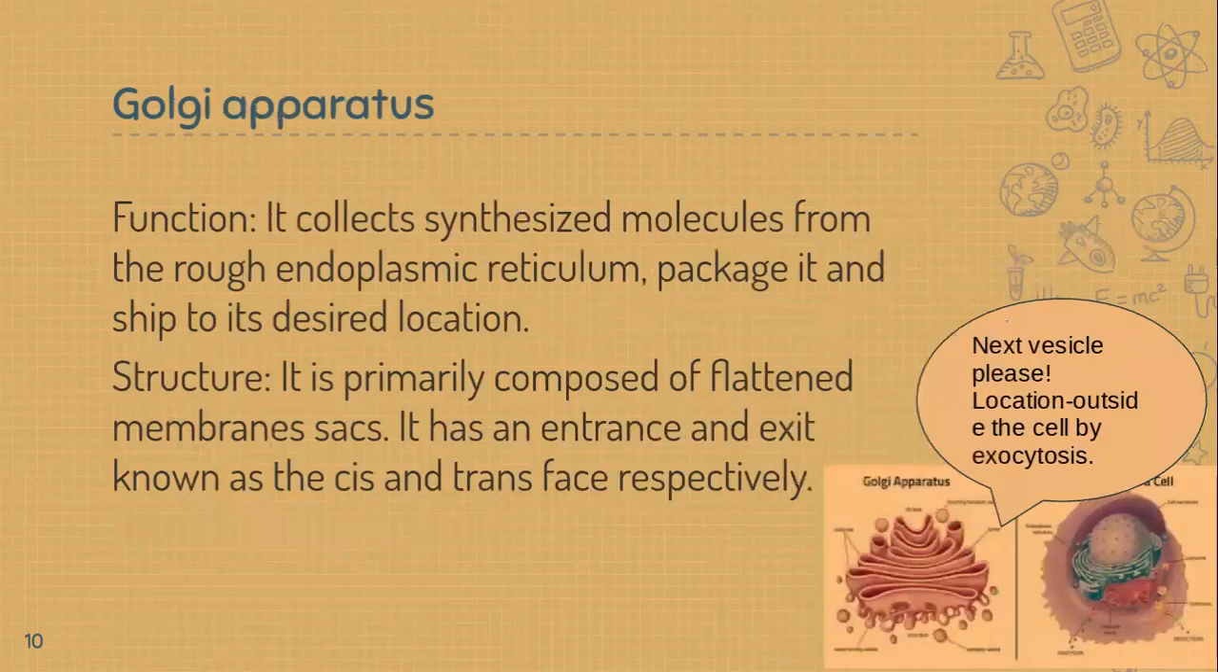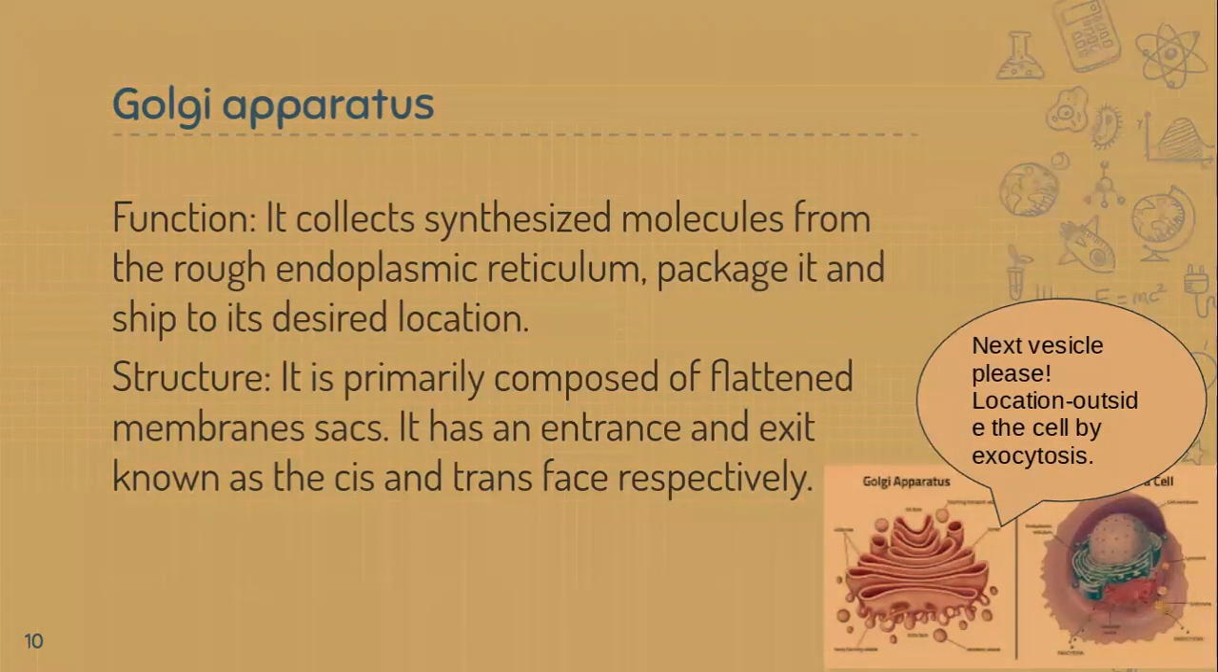The Golgi Apparatus. The Golgi Apparatus is primarily composed of flattened membrane sacs. It has an entrance and exit known as the cis and trans face, respectively. Its main function is to collect synthesized molecules from the rough endoplasmic reticulum, package them, and ship them to their desired location, often through the process of exocytosis, where it leaves the cell.